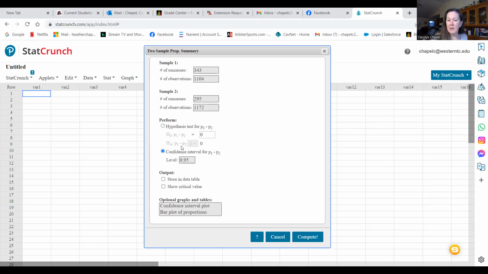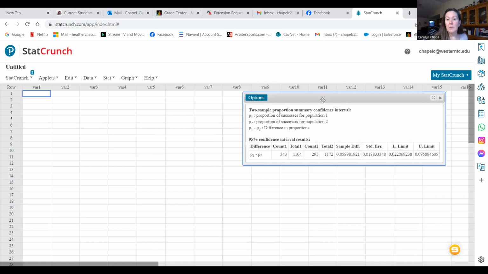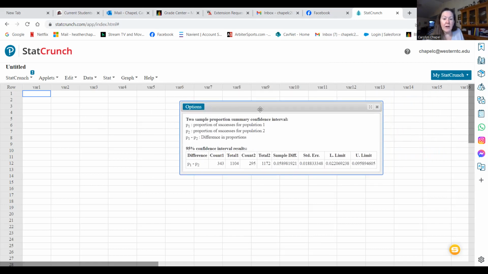Kind of wish it would allow me to do both at once, but it does not. And I think that's all I really need, just that confidence interval. I do want a 95% because my alpha was 0.05. So I'm going to do my computing, and I'm going to write this down here. So again, it gives us the counts. Double check to make sure you got the right pieces in there.